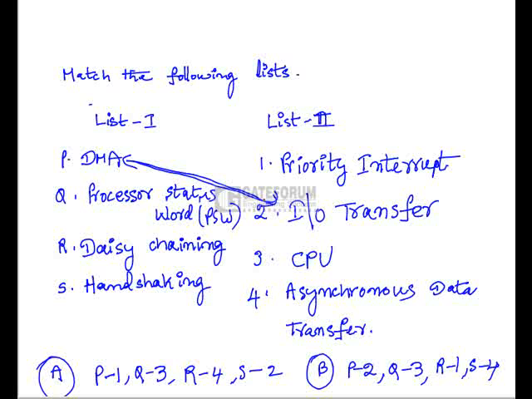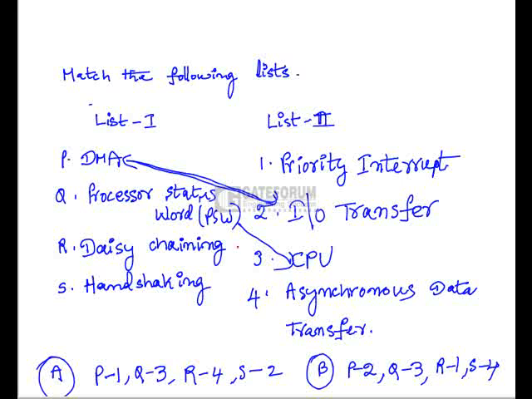Processor status word is a set of flag registers which mentions the status of the CPU, the status of the processor at any moment. When arithmetic operations are done, it needs to be updated. It is in the CPU register. So processor status word is a CPU register.